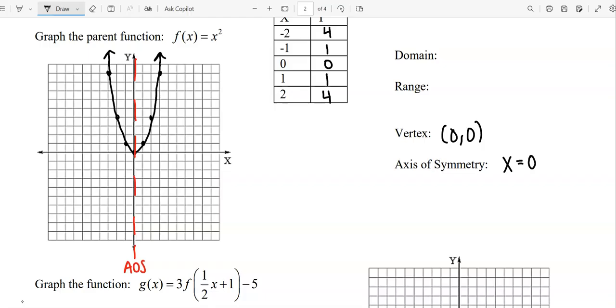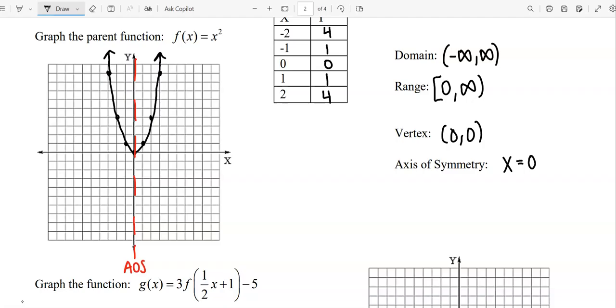Domain for this is all real numbers or negative infinity to infinity because your parabola is just going to keep getting wider to the left and wider to the right. What's the lowest y value you can be? 0. What's the highest? Infinity. We can't include infinity, so that's going to get a parentheses. Can we include 0? Yeah, we have a vertex at 0, 0, so we need to include 0 by putting a bracket on it.